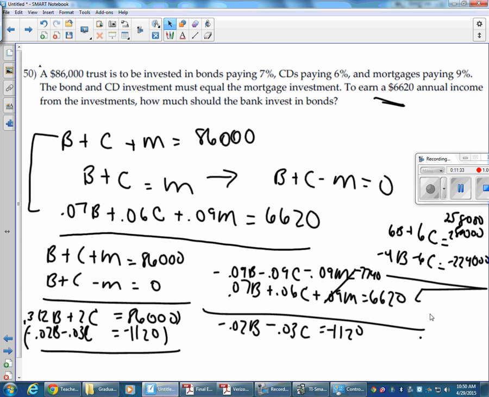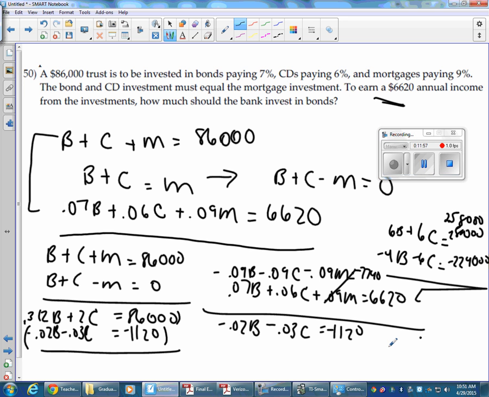Add these two lines together, I get 2b equals, c's cancel, so I get 2b equals 258,000 minus 224,000, I get 34,000, so 2b equals 34,000, so b would be divided by 2.